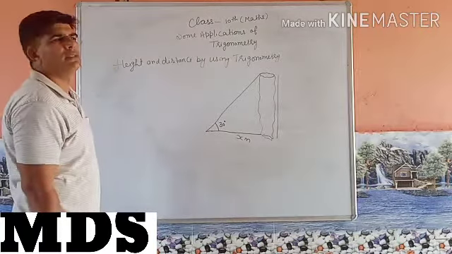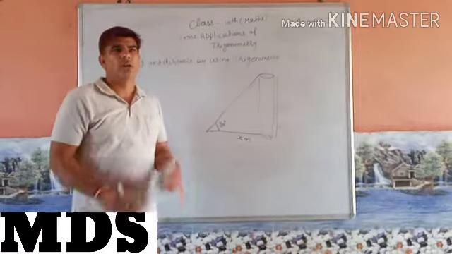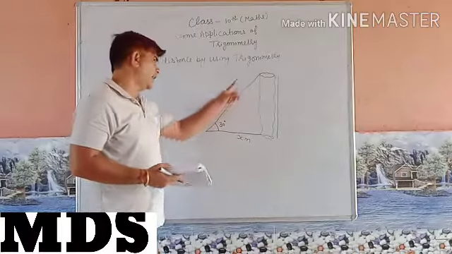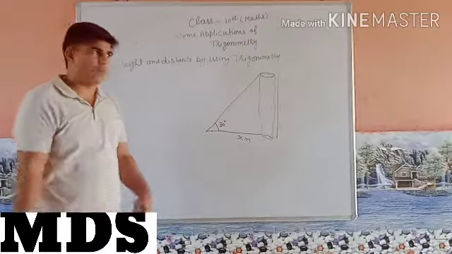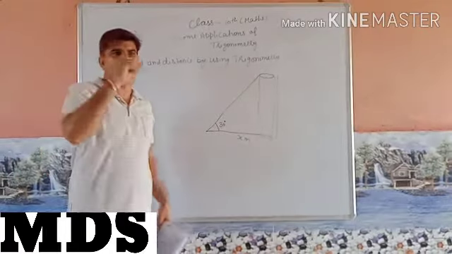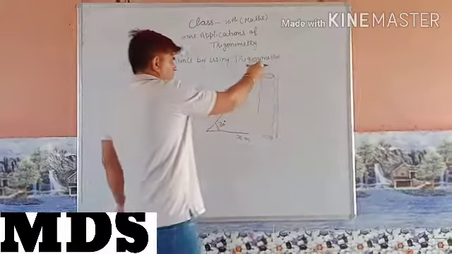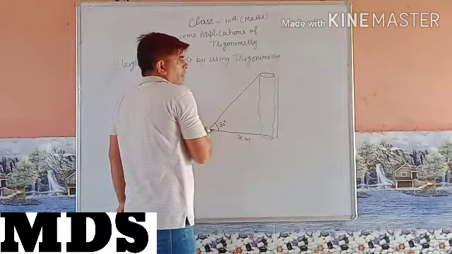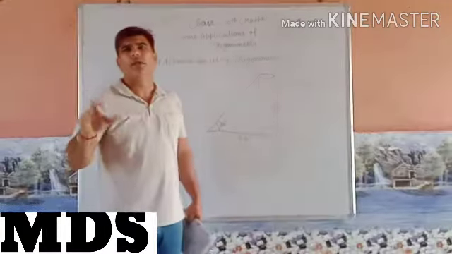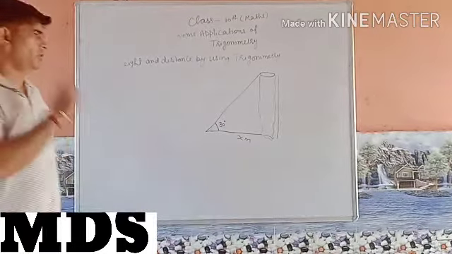It may be 45 degrees. So I am telling you, this is called the angle of elevation. From downside, if you are looking upside, this is called the angle of elevation. And from the upside looking downside, meaning someone sitting here and looking here, this is the angle of depression.